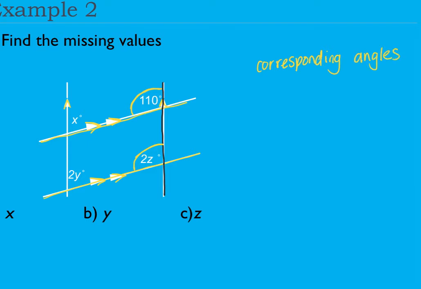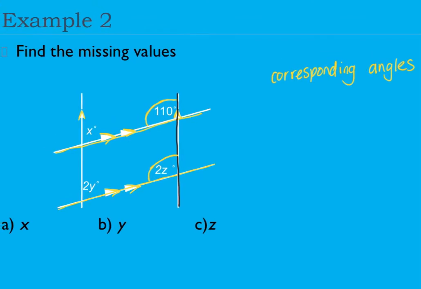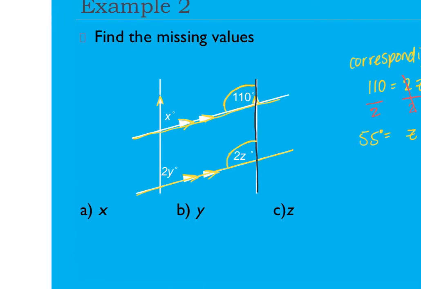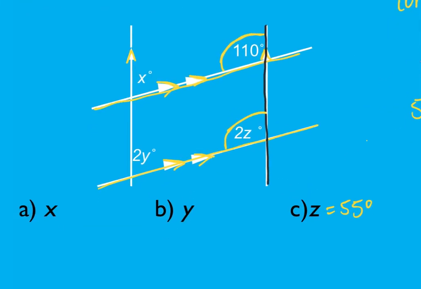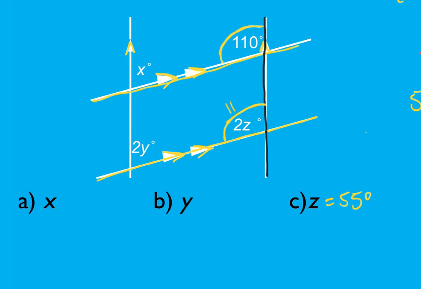And since the two lines that are cut by the transversal are parallel, then we can say that they are equivalent. So this 110 is going to be equal to 2z, okay? Now, in order to solve for z, we just divide both sides by 2. This will cancel, and we're going to be left with z equals 55 degrees.